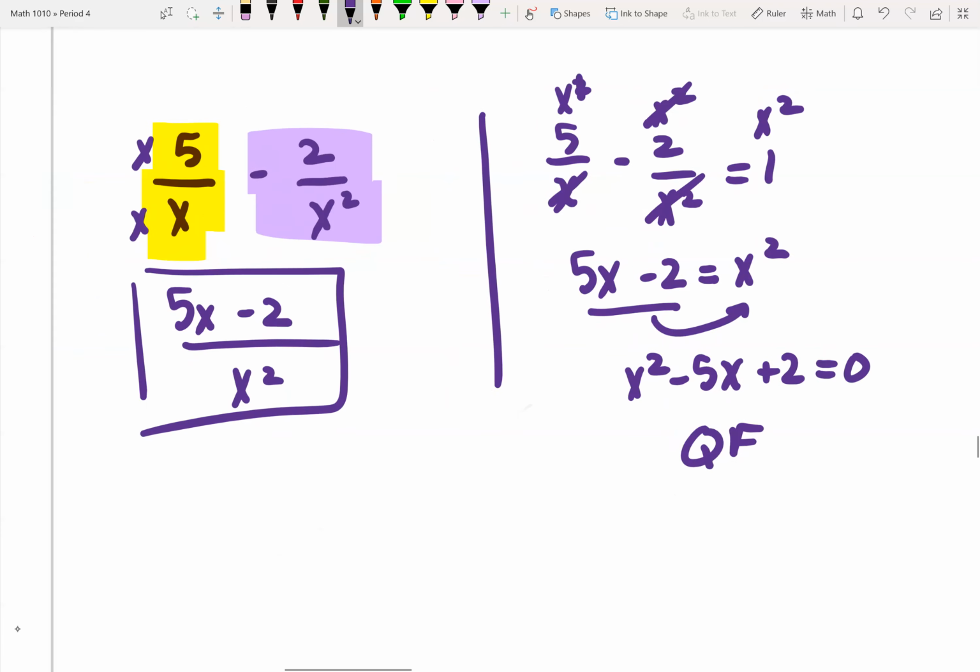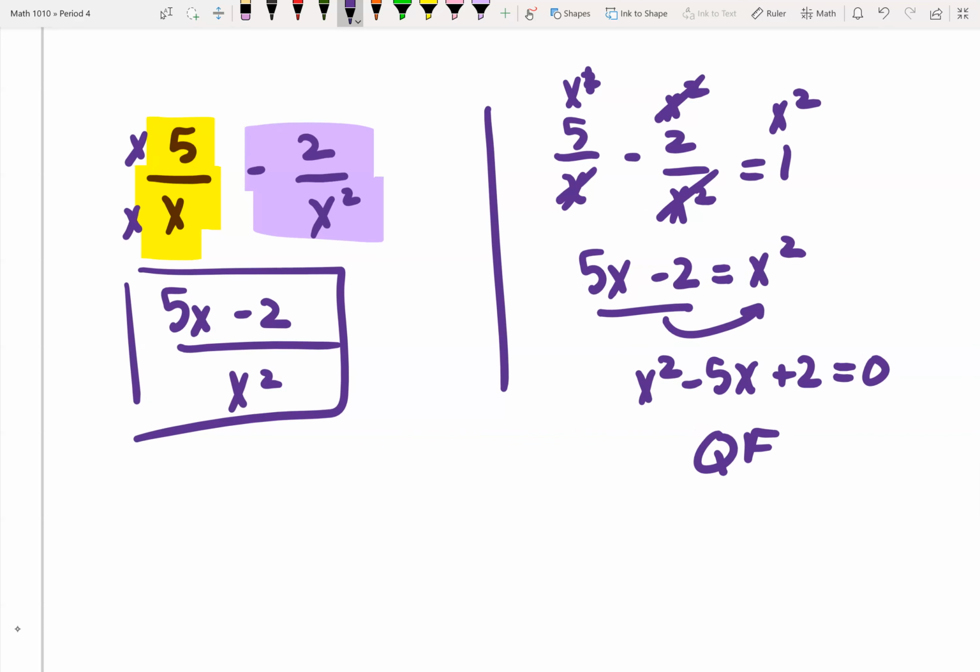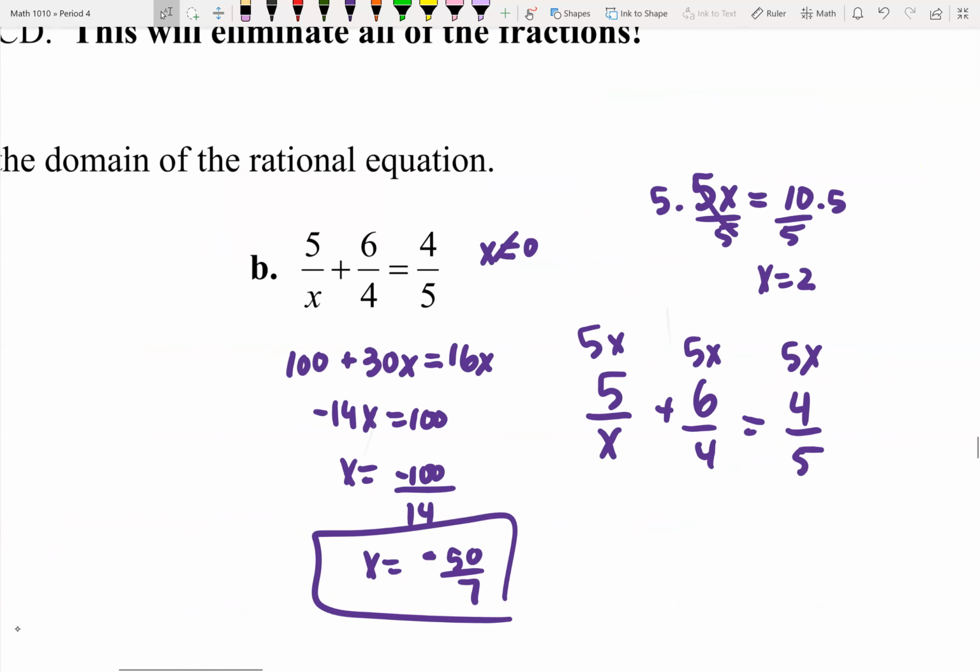Look at the difference between those two. If you're adding or subtracting, you must have a common denominator. Everybody knows that. If you're solving, you don't need a common denominator. Knock them out. I hate them. So get rid of them. I don't need it. Who says I understand? Raise your hand. Okay, let's go back. Thank you. Okay, here we go.